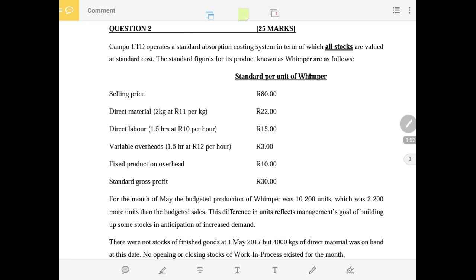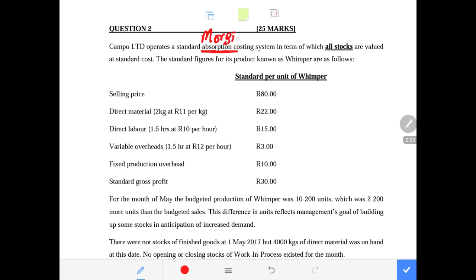It says Campo LTD operates a standard absorption costing system. Very important to highlight the fact that they are using absorption. Remember, there are two methods of compiling income statement in the cost and management accounting subject. It could be the marginal income statement. You should be familiar with this at this level. There's marginal income statement and there's also absorption income statement.